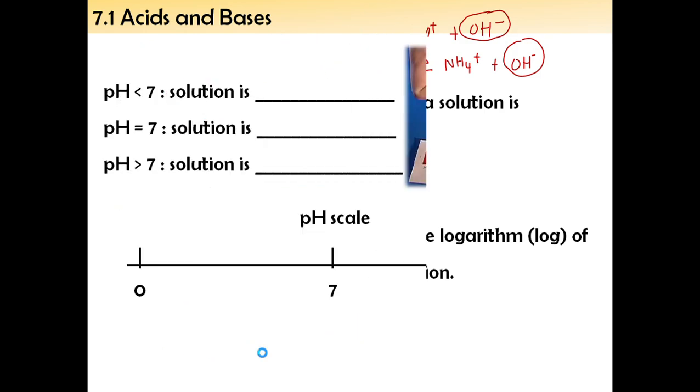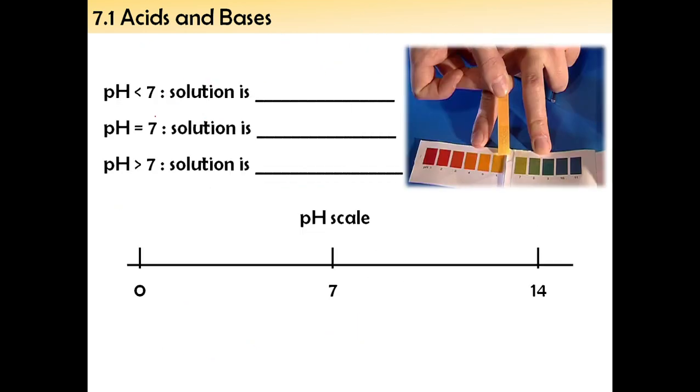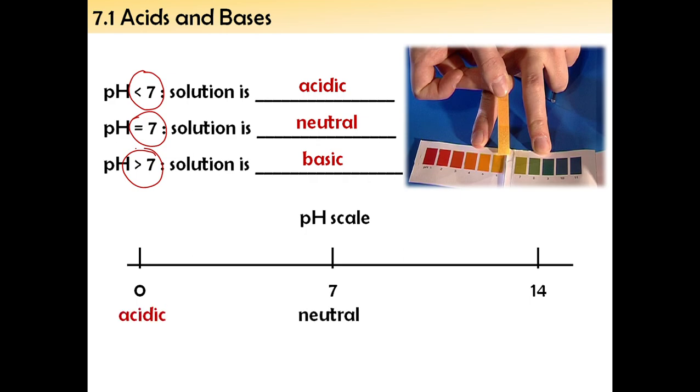Now, this is the scale. Kalau pH is less than 7, it is acidic. Equals to 7 is neutral. If more than 7, then the solution is basic. So, I think everyone knows the scale is 0, 7 and 14. So, this is acidic, neutral and basic.